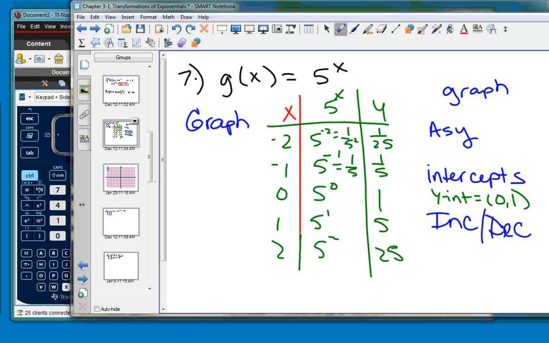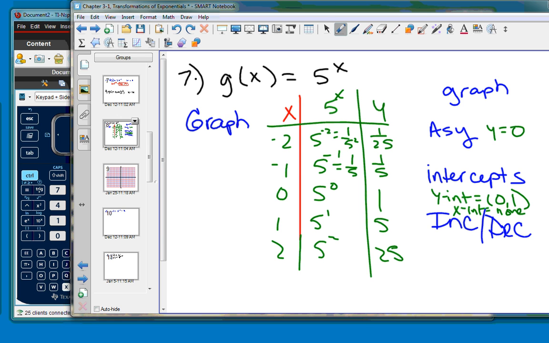Y gets really, really small, and it goes to what number? As x gets really small, a fraction gets smaller and smaller, and it gets so close to what number? 0. So do I have an asymptote? What's my asymptote? Y equals 0. Since I have an asymptote at y equals 0, do I have any x-intercepts? No, I do not have any x-intercepts.